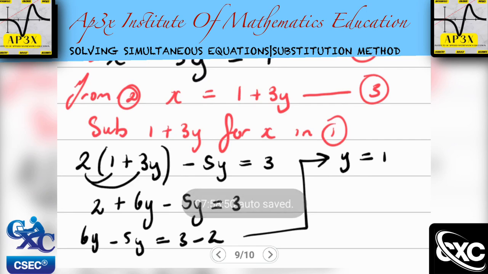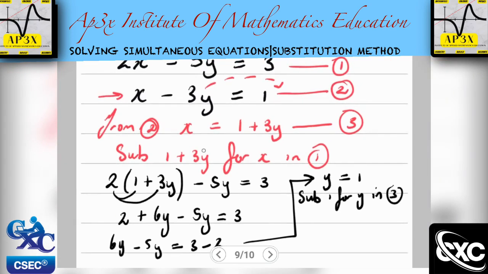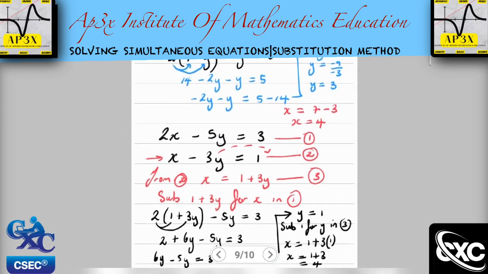So therefore y is equal to 1. Now easily then I'm going to sub 1 for y in always equation 3. I've already created equation 3 by making x the subject, so therefore x is going to be equal to 1 plus 3 times the value of y, which in this case is 1. Therefore x is equal to 1 plus 3, which is therefore equal to 4. So x is 4 and y is 1.